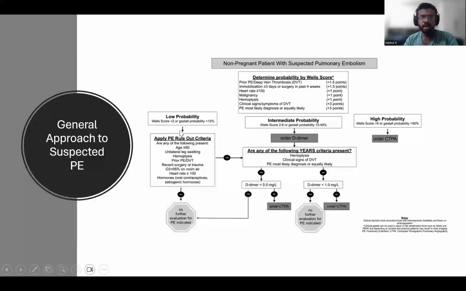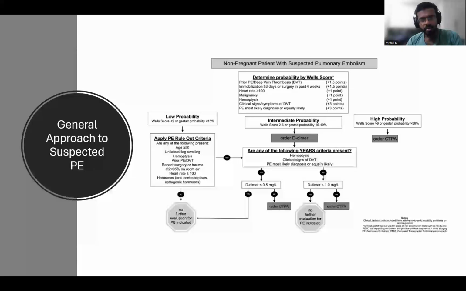You will do something called the PERC criteria. You look for the PERC criteria. If the PERC criteria is absent, if all of them are absent, then nothing needs to be done. The patient is ruled out. So that is the important thing. And another thing is you do not apply the PERC criteria without doing the Wells score.